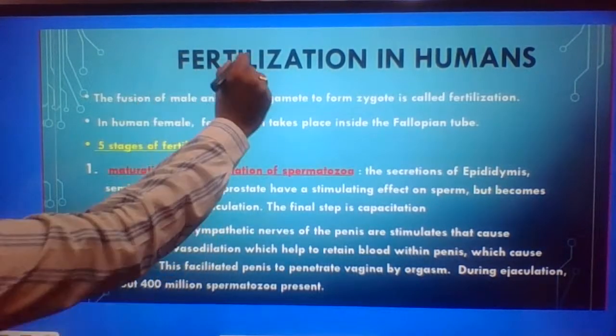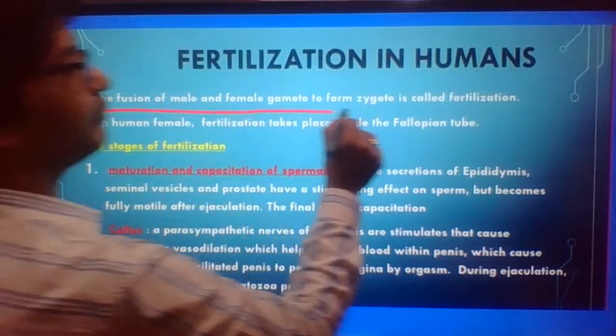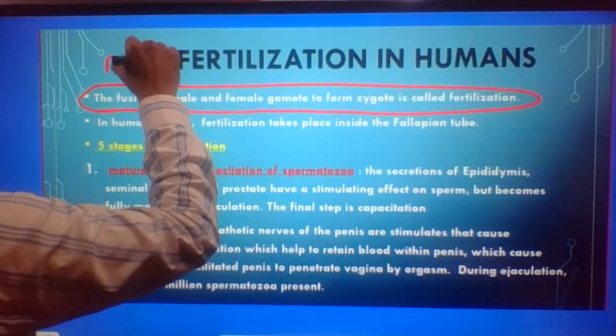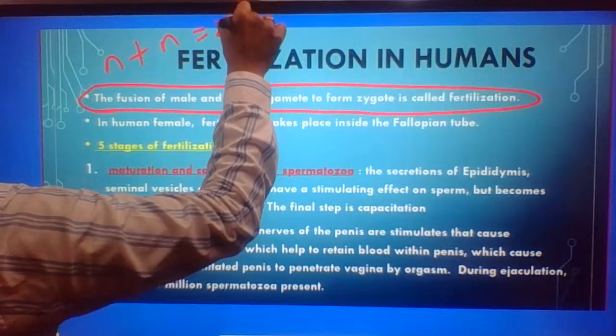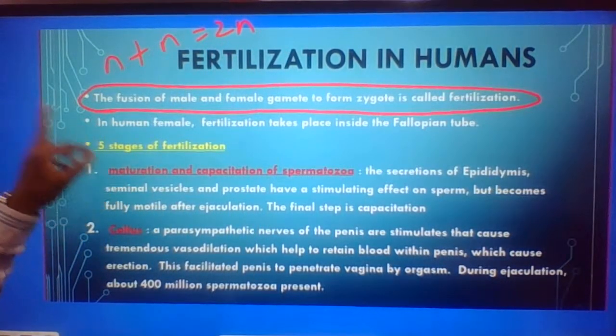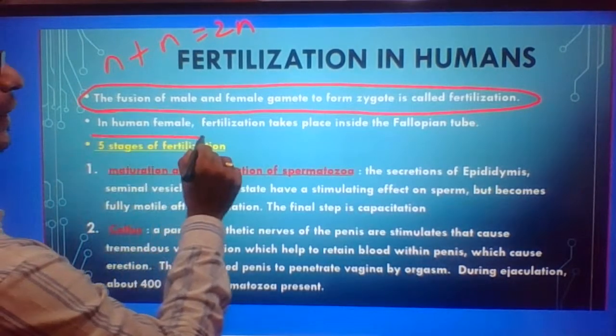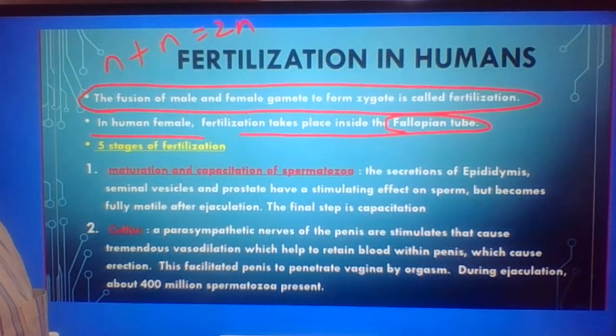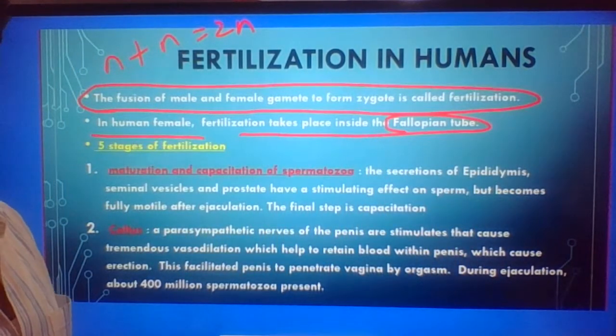Right? So fertilization in humans: the fusion of the male and female gametes to form a zygote is called fertilization. The haploid male gamete and female gamete lead to the formation of diploid 2N. This is called fertilization. If fertilization succeeds, then the secondary oocyte completes the process called oogenesis. In the human female, fertilization takes place where? Inside the fallopian tube.